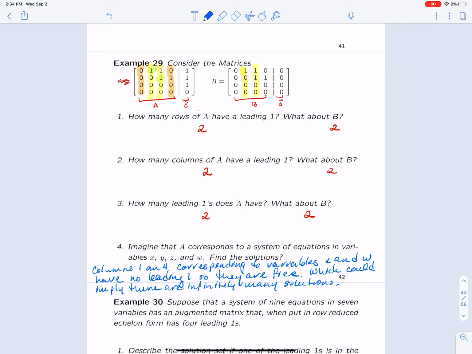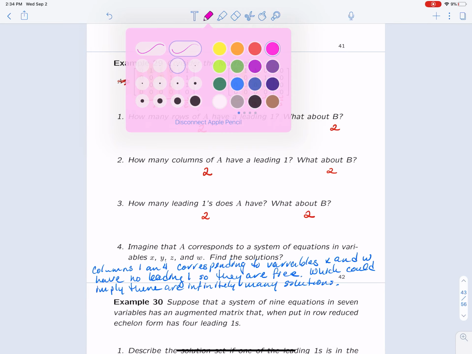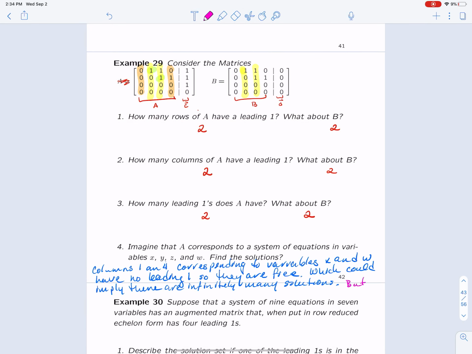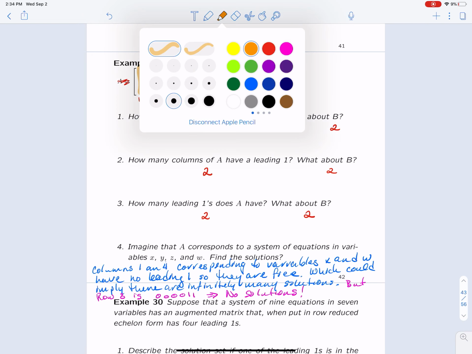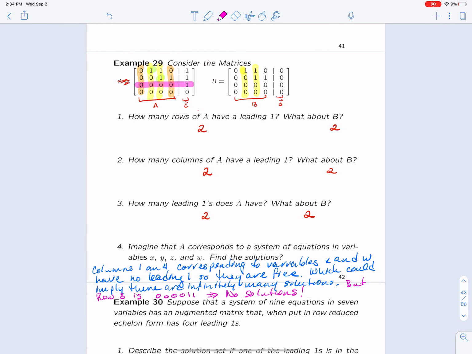But in fact, let's do that in pink, if we look at the third row, it's 0, 0, 0, 0, bar 1. And what that tells me is there are no solutions. Okay, so this nasty row here trumps the free variables. It forces the system of equations to have no solutions.